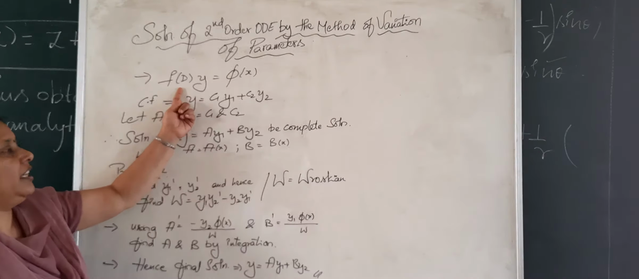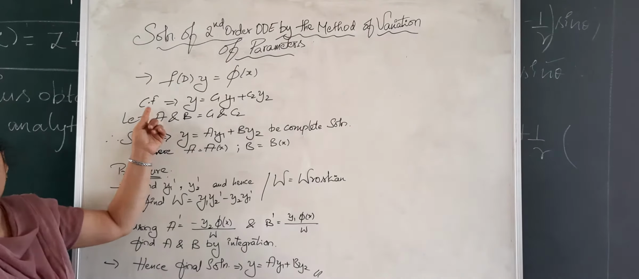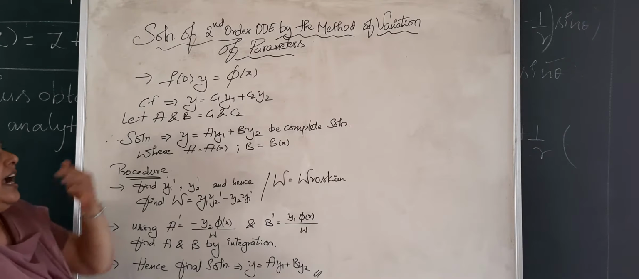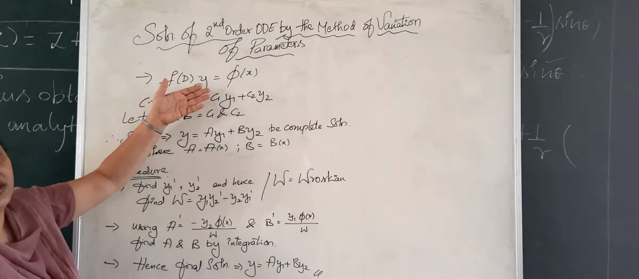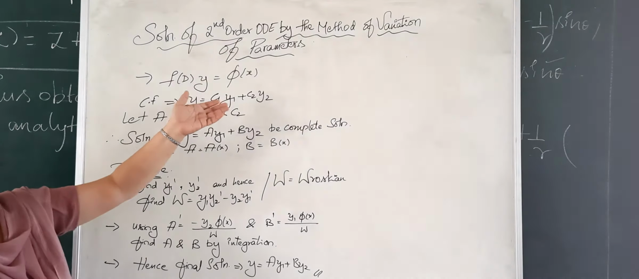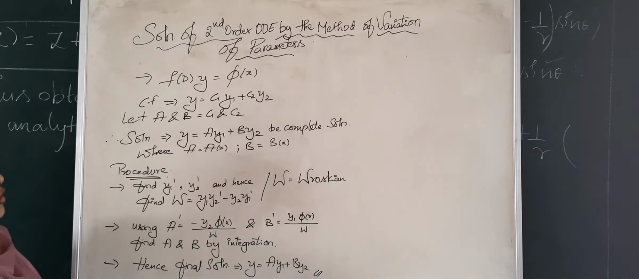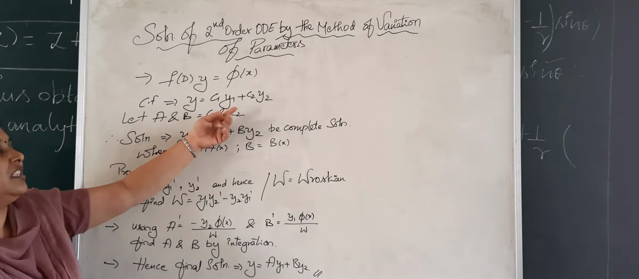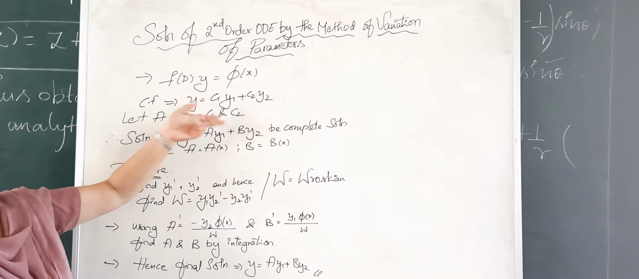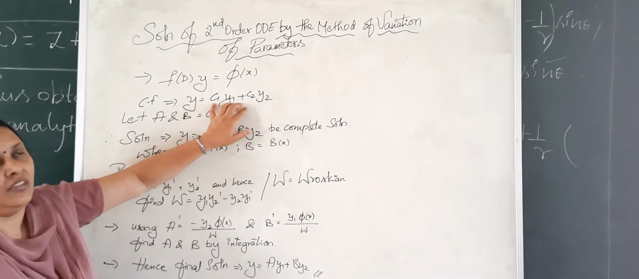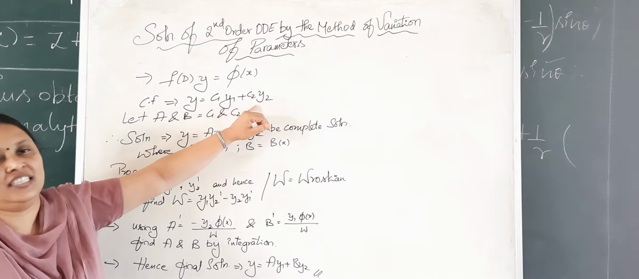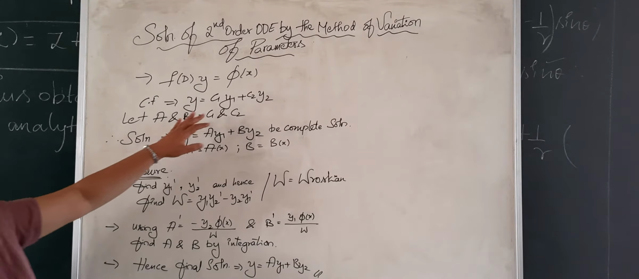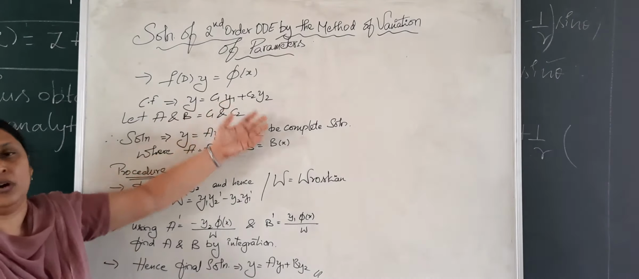Using f of D, you can find the CF. How? By applying the auxiliary equation, by replacing D by m and obtaining the auxiliary equation, and hence solving it to find the values of m. Using the values of m, you frame the CF, and the CF for a second order equation will usually be in this pattern: C1 y1 plus C2 y2, where C1 and C2 are constants of integration.